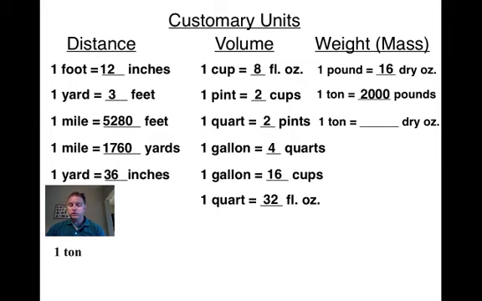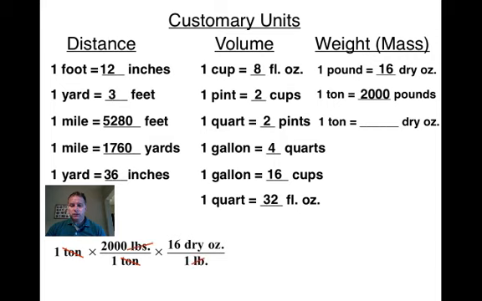Start with what they give us, which is 1 ton. What do we know about tons? What's the unit below that? Pounds. So we'll go, for every 2,000 pounds, there's 1 ton. The tons will cancel out, but we're not there yet. What do we know about pounds? What's the unit below that? The dry ounces that we're looking for. And for every 16 dry ounces, there's 1 pound.